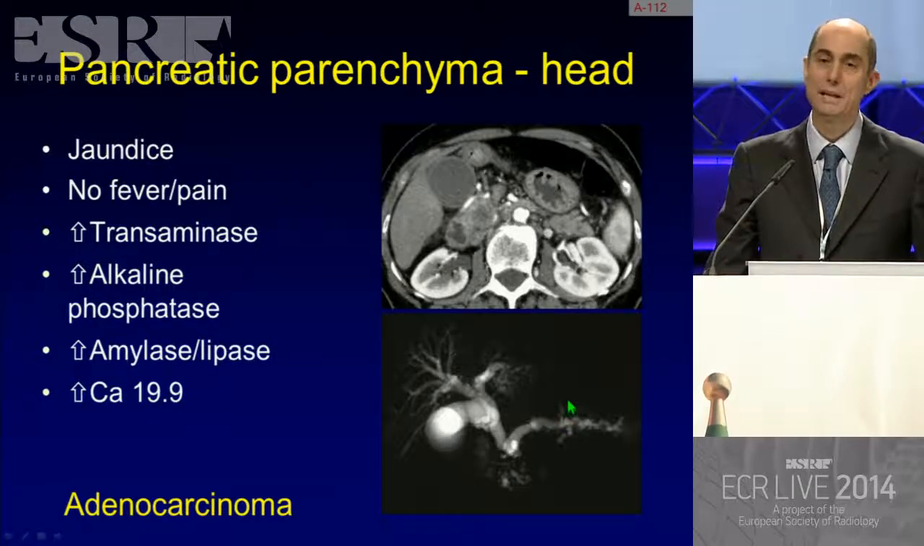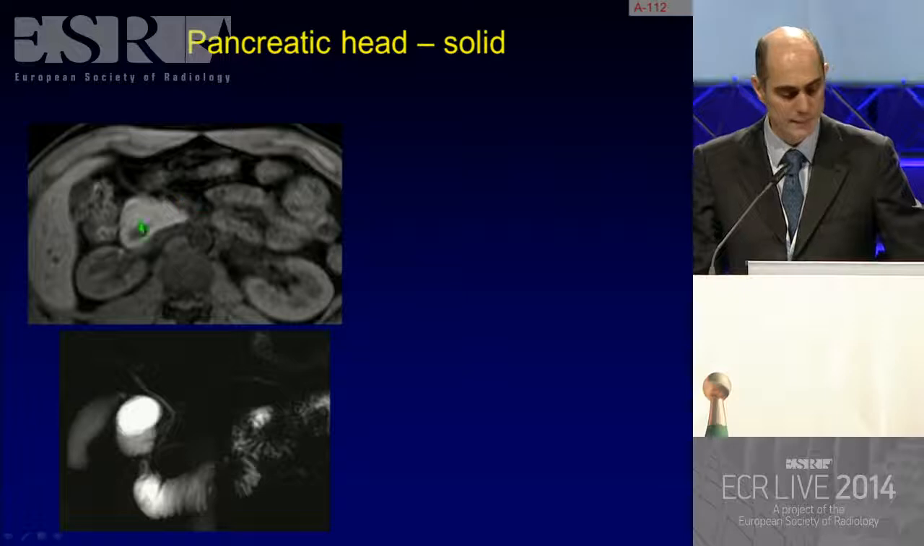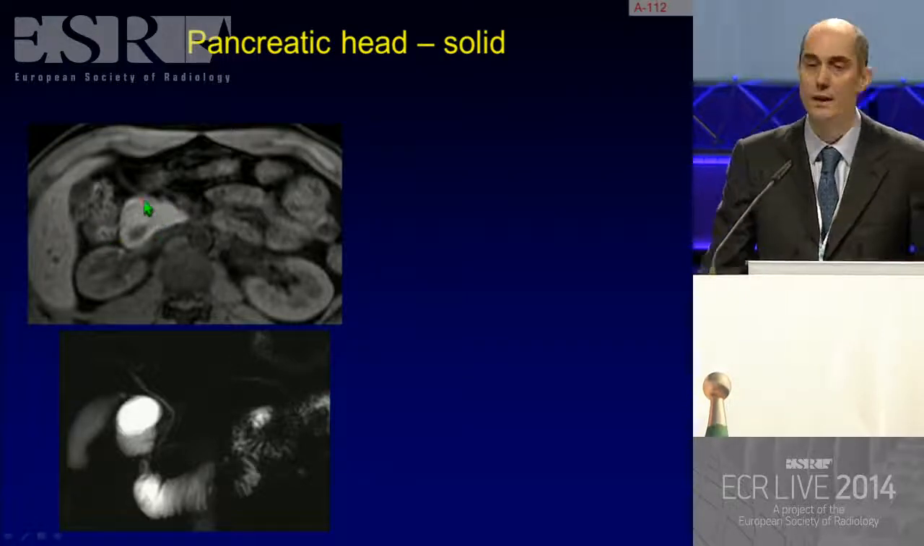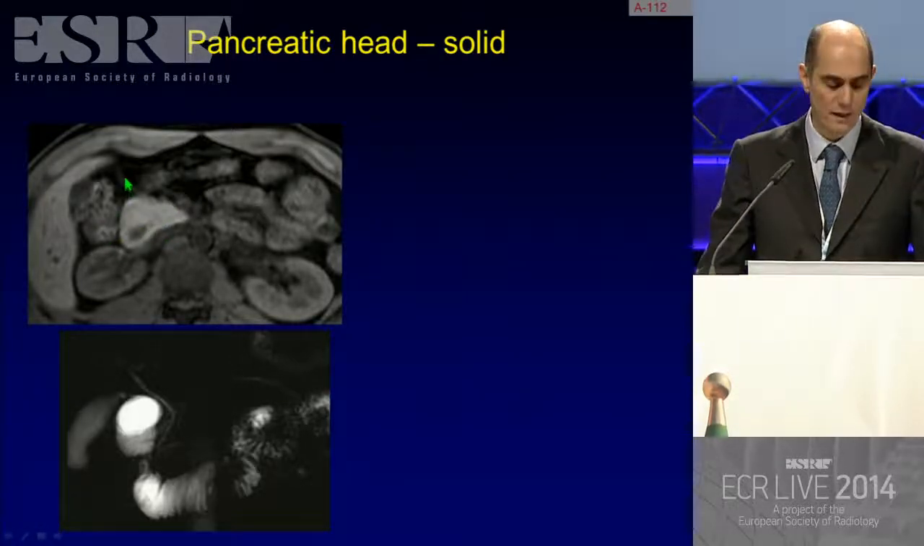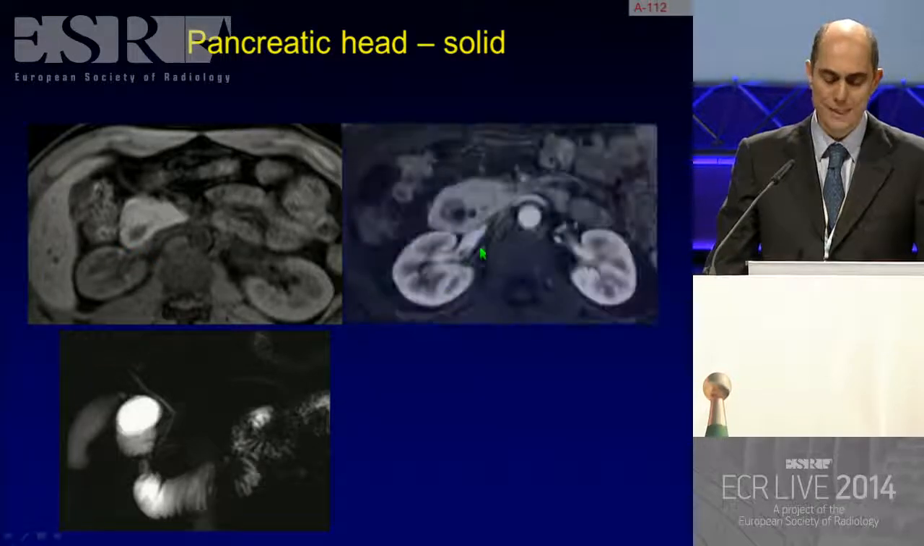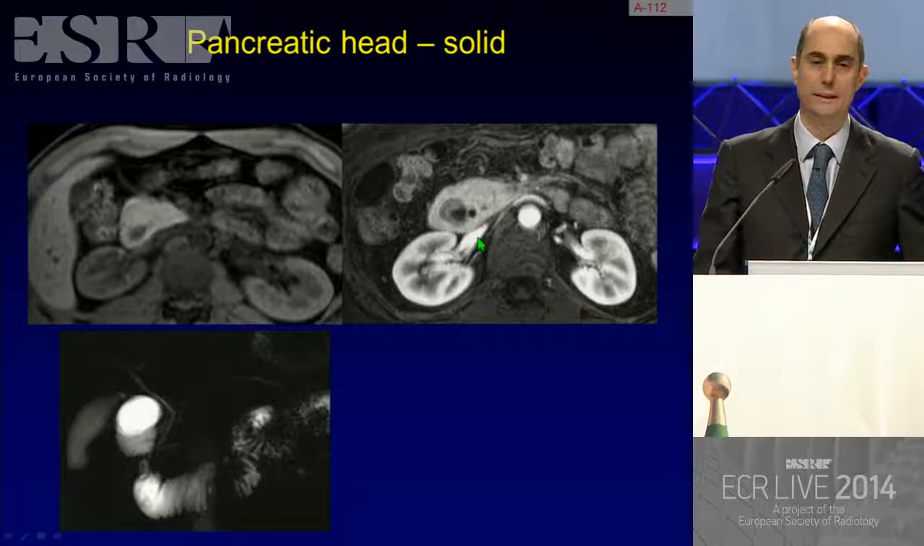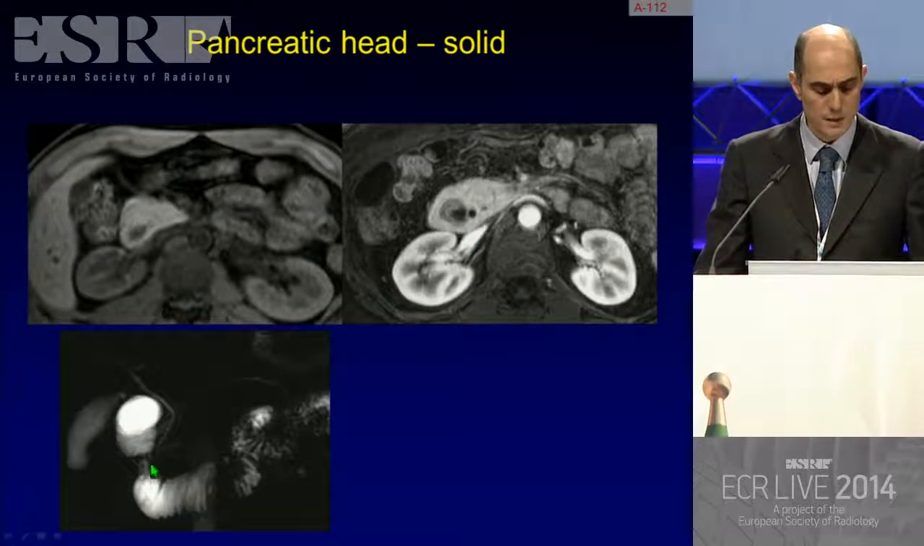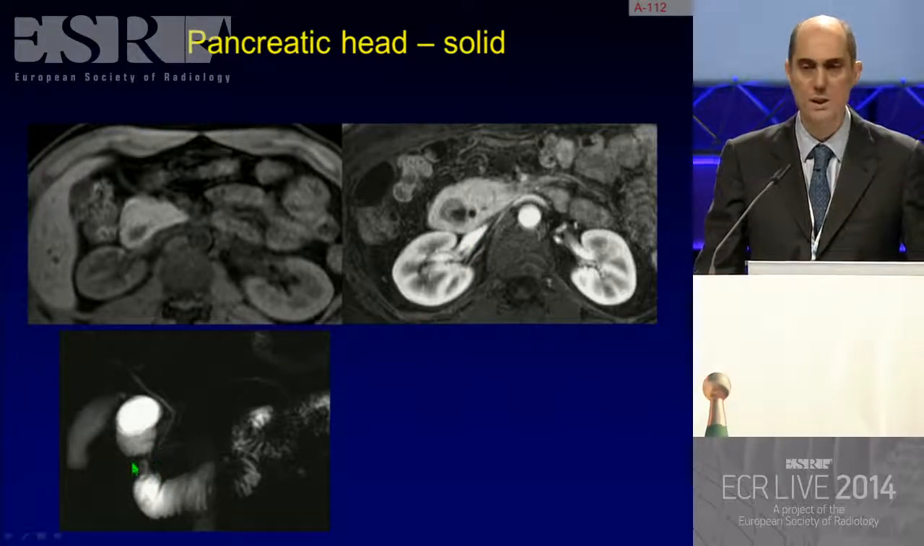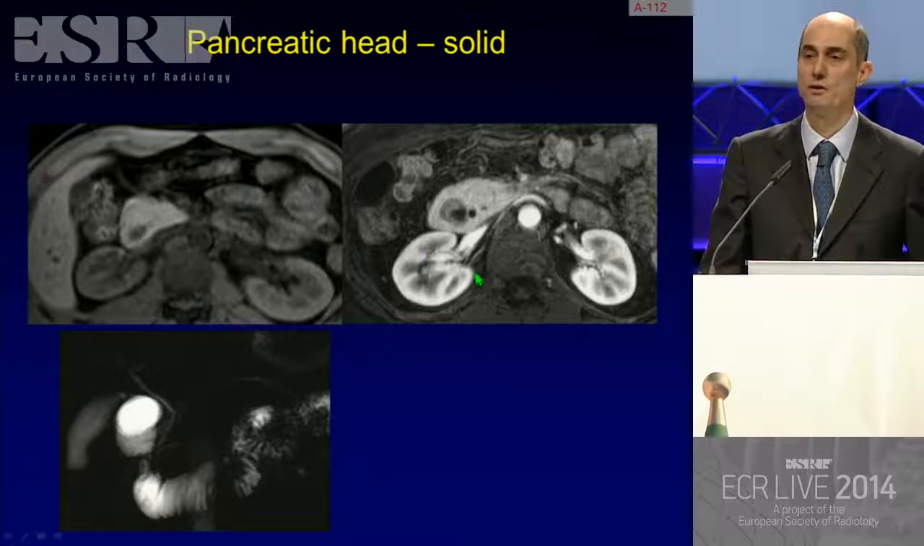Let's see other potential pitfalls that may occur in this patient, in which we see an enlarged pancreatic head, with a centrally located hypovascular lesion, but we also see stenosis of the lumen of the second portion of the duodenum.